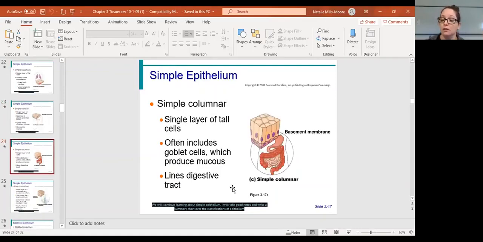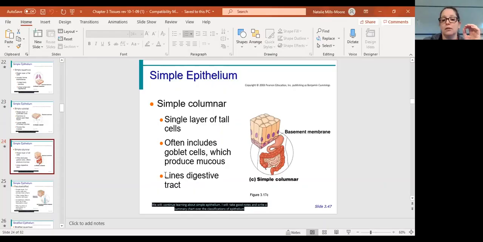Now let's look at columnar. See how tall they are compared to the other two. So it's a single layer of tall cells. This often includes goblet cells, which produce all of our mucus on the inside. They're cute, kind of. They look like a fat little goblet, and they are interspersed along the intestine, the esophagus, and anywhere that you need mucus to lubricate.